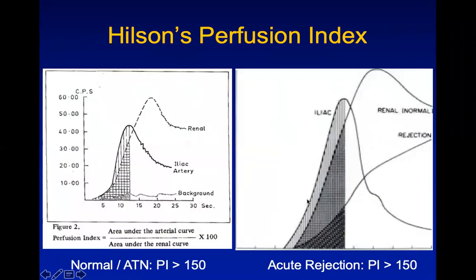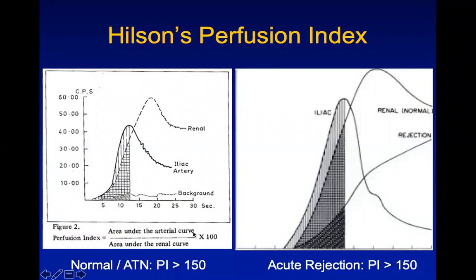Now quantification of the perfusion can also be done. This was the Hilson's perfusion index, which was earlier followed. You can draw a time activity curve for the aorta, or the iliac artery. So this is the iliac artery curve, this is the renal curve. So you take the ratio of the aortic curve or the iliac curve divided by the area under the curve for the kidney.